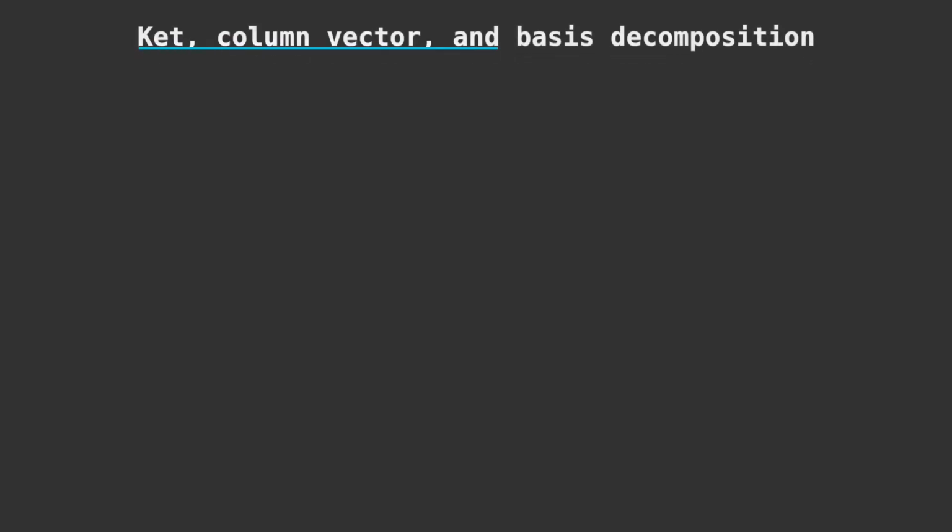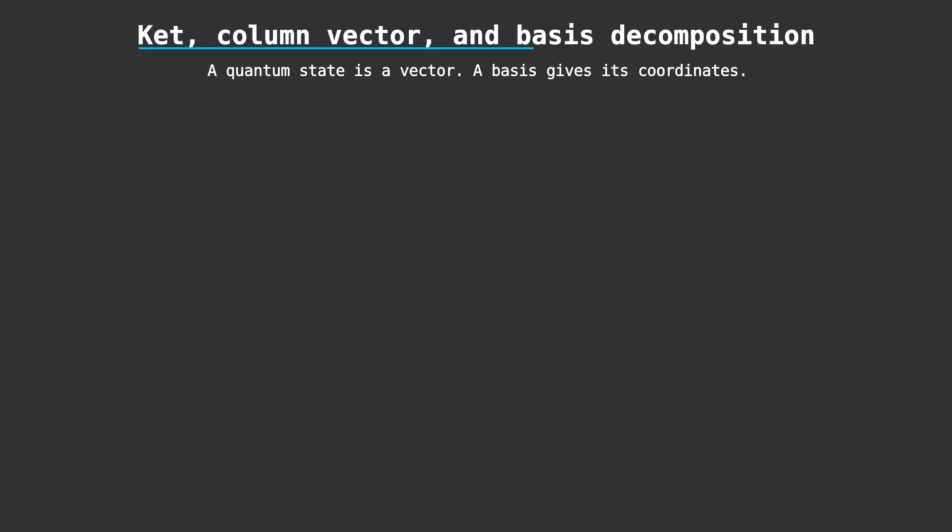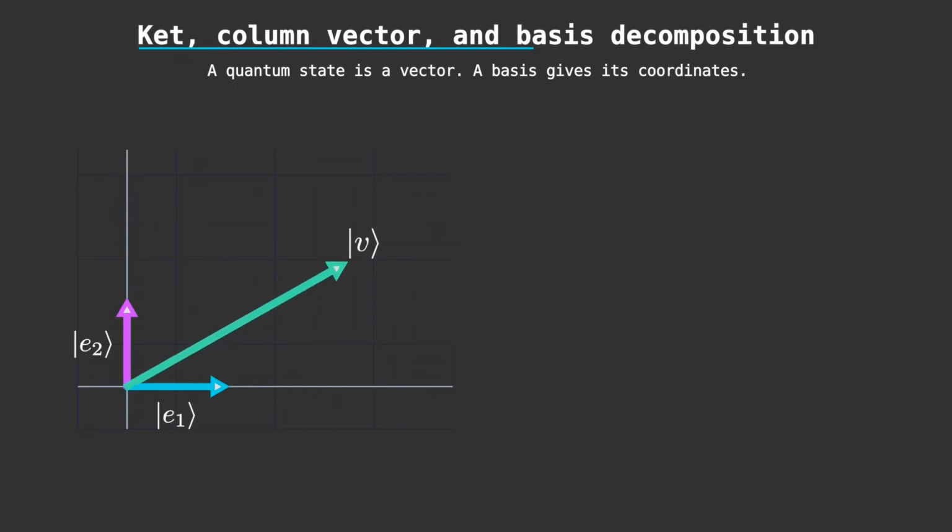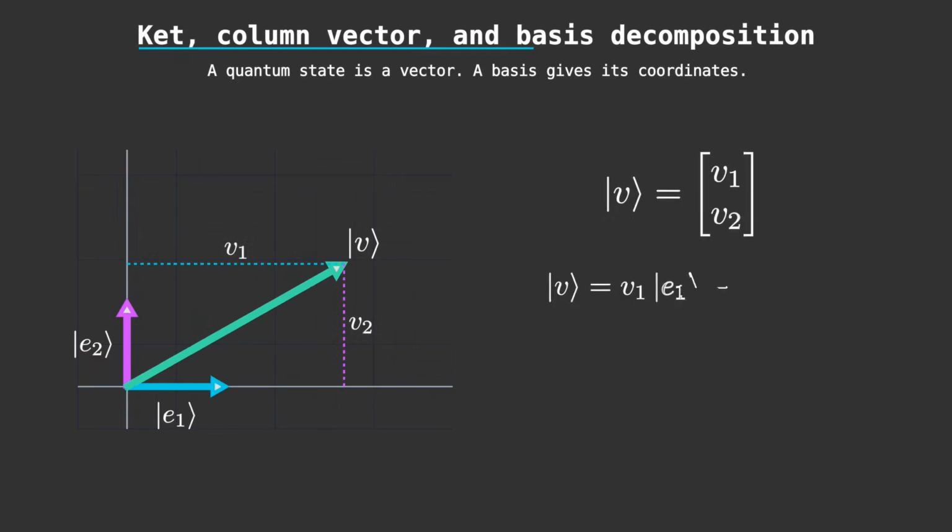A quantum state is a vector. A basis gives it coordinates. Ket E1 and ket E2 define the basis. Ket V is the vector we want to describe. The dashed lines show its two components, V1 and V2. Those same components give both the column form and the expansion in the chosen basis.